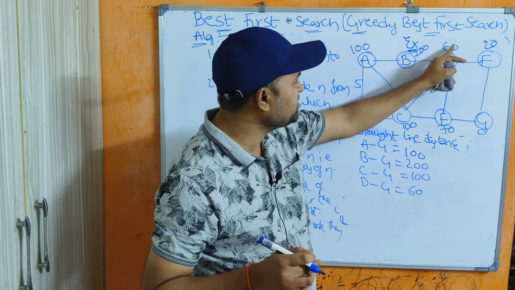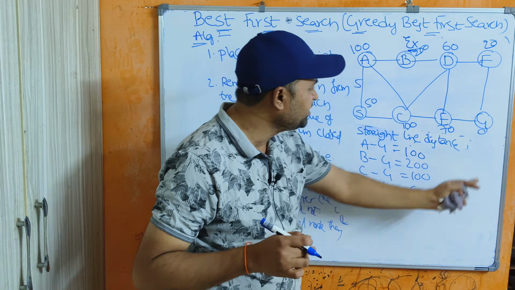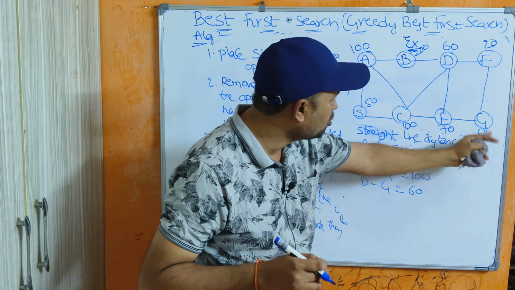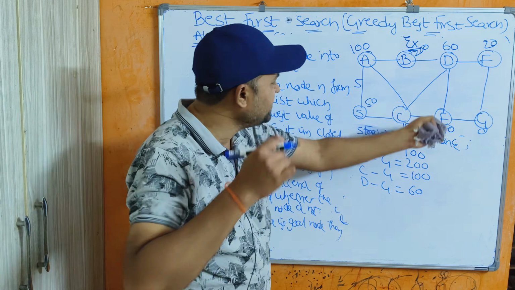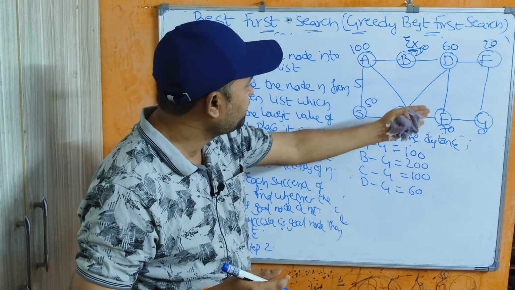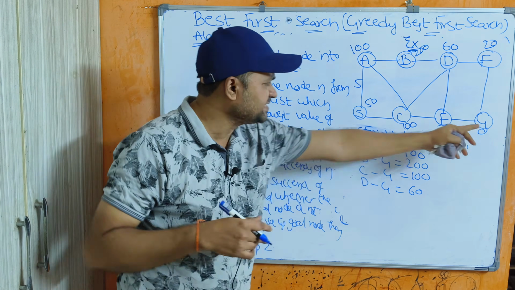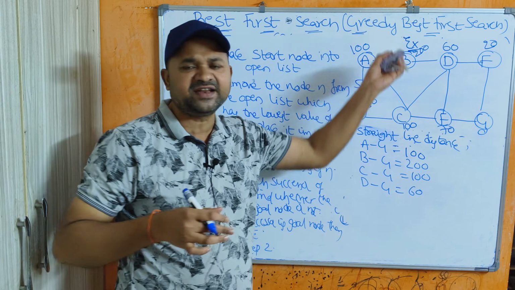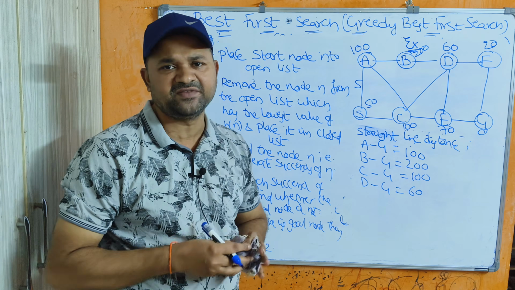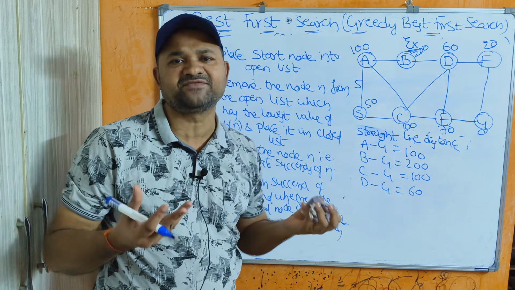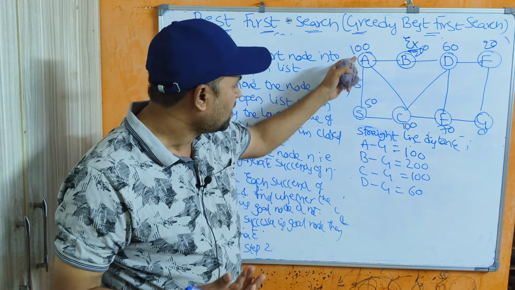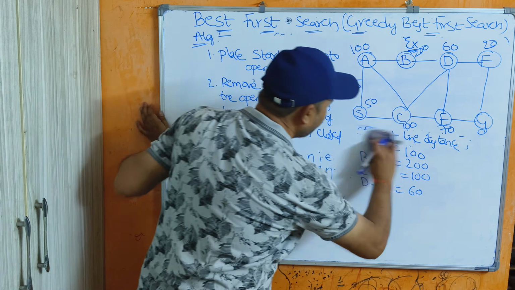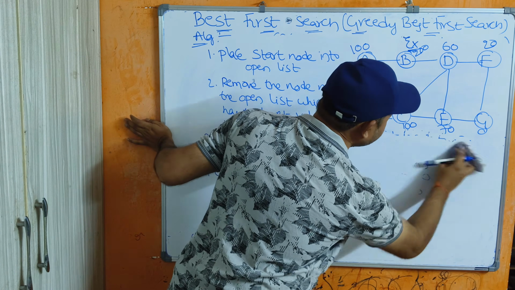Likewise, the heuristic value of D is 60. The distance from D to the goal node is 60. So likewise E, F, S are given. This is the goal node. In the examination, a graph is given as well as some distances. So this is nothing but heuristic value or straight line distance. Okay. So for space constraints I am erasing this portion.